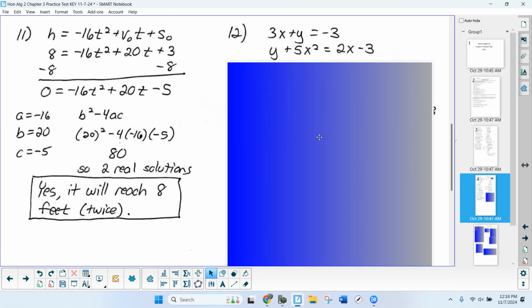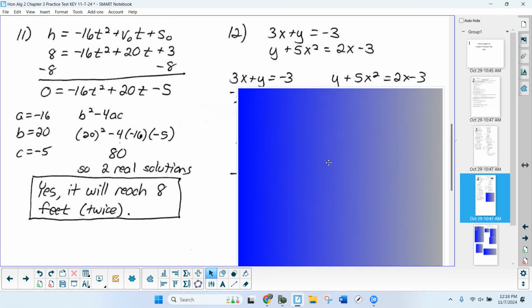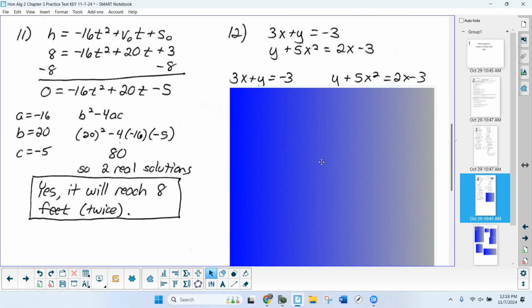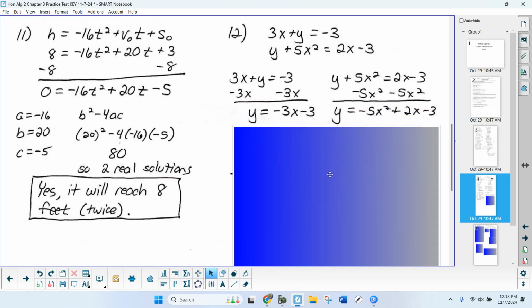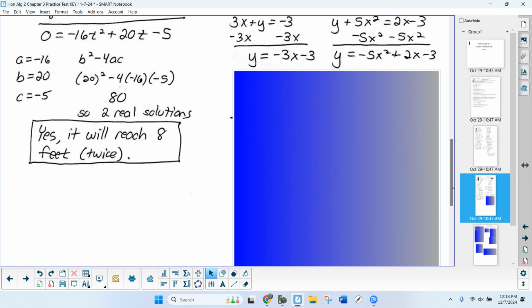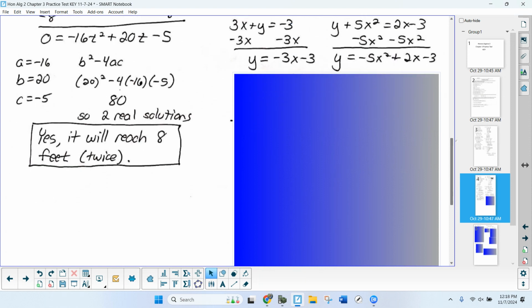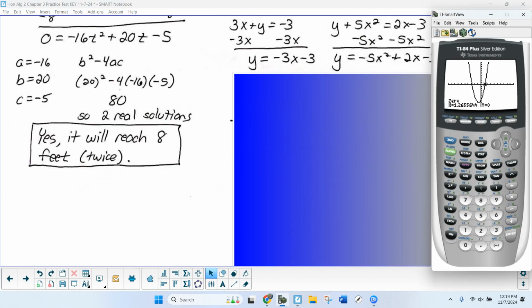For the first equation, I subtracted 3x to the side with negative 3 on it. So y equals negative 3x minus 3. And for the next equation, I subtracted 5x squared to the other side, so y equals negative 5x squared plus 2x minus 3. Perfect. So she had to solve those for y. Guys, if you have to solve them for y tomorrow, which you probably will, write down what you put, because if you did something wrong here, I can give you partial credit.